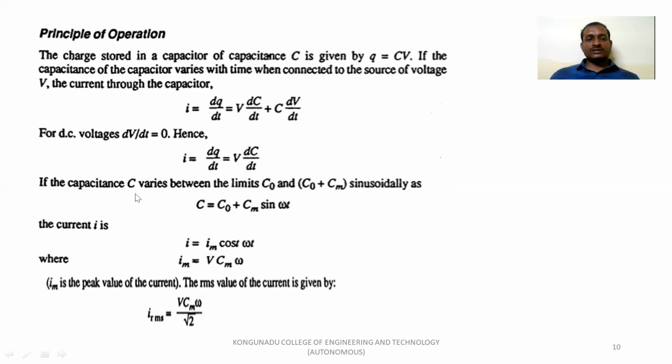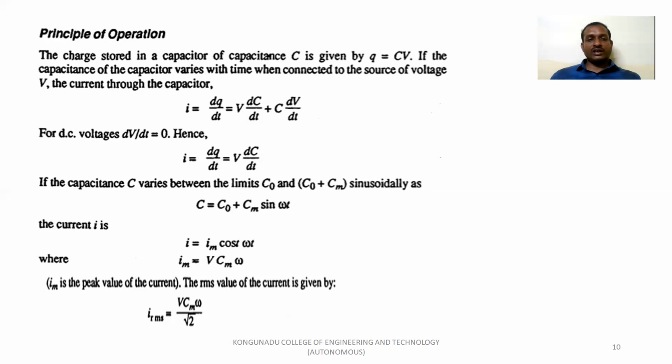If the capacitance C varies sinusoidally between the limits C0 and C0 plus Cm, the capacitance variation will be in a sinusoidal manner between C0 and C0 plus Cm.